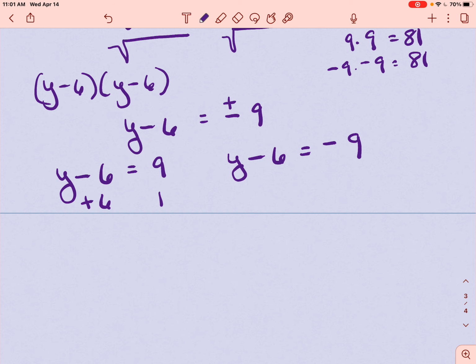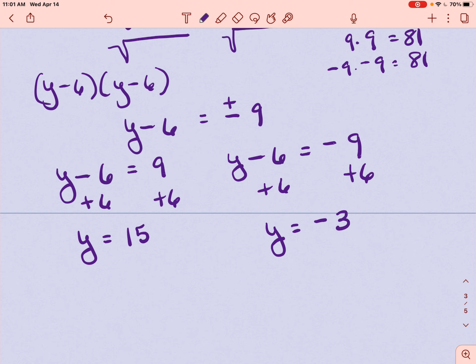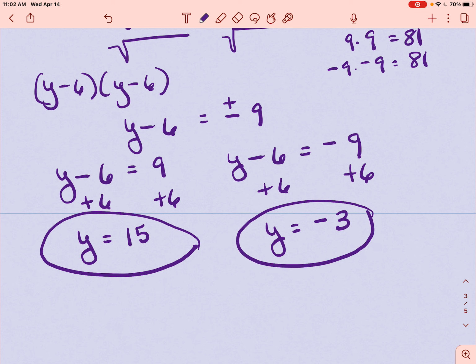So let's add 6 to both sides here. I get y equals 15. And let's add 6 to both sides here, and I get y equals -3. So watch out, they don't match. But I did find both of those roots, the two places where we're going to cross the x-axis.